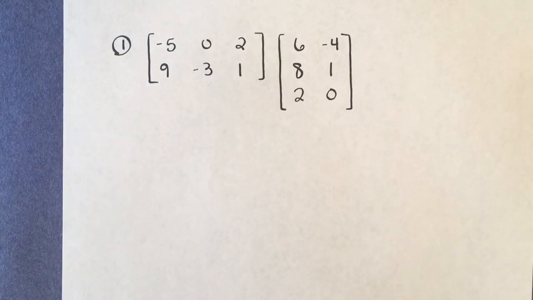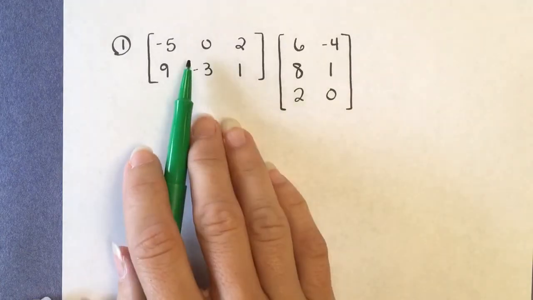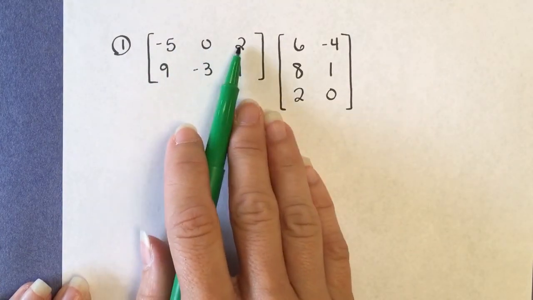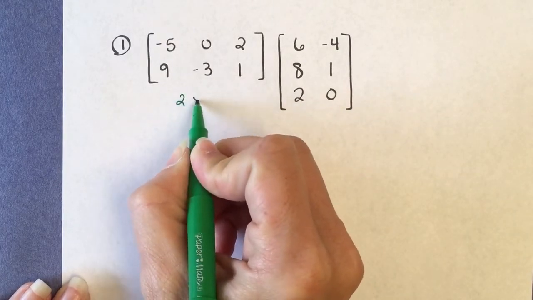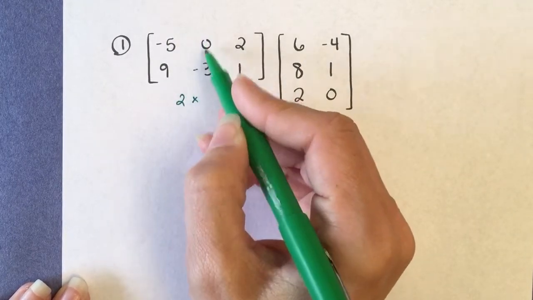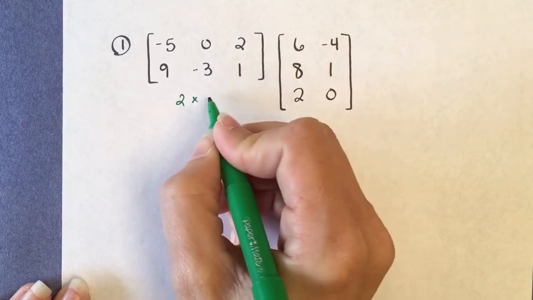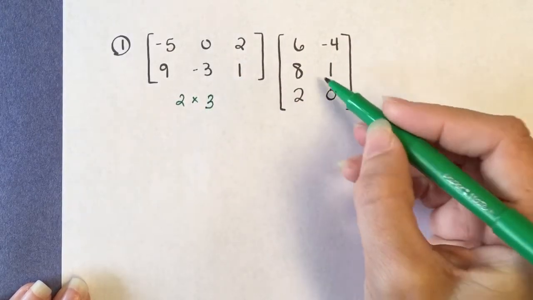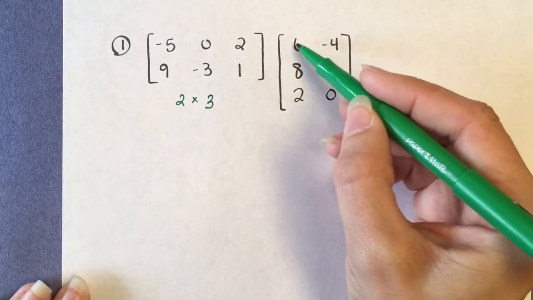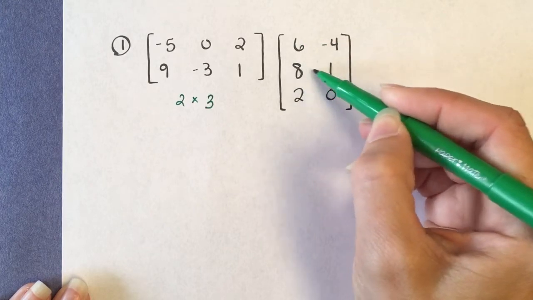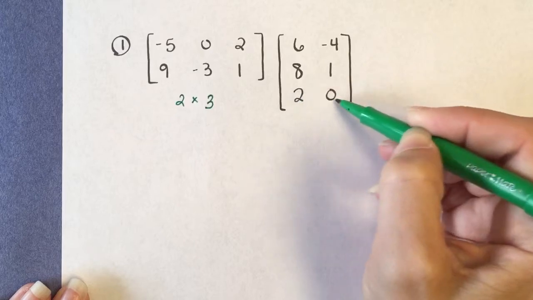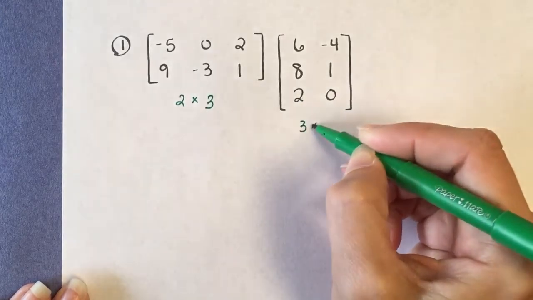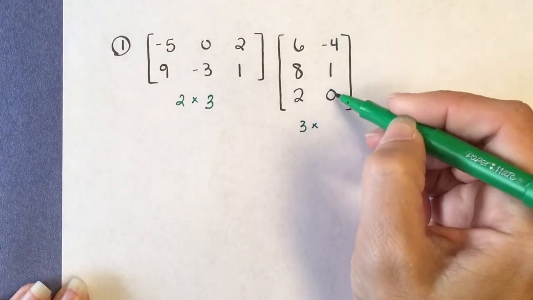So let's talk about, like I said, our dimensions first of all. On this one, I would have 2 rows, and I would have 3 columns. Okay, then come to the second one. Now this one is going to have 3 rows, row 1, row 2, row 3, and it's going to have 2 columns.